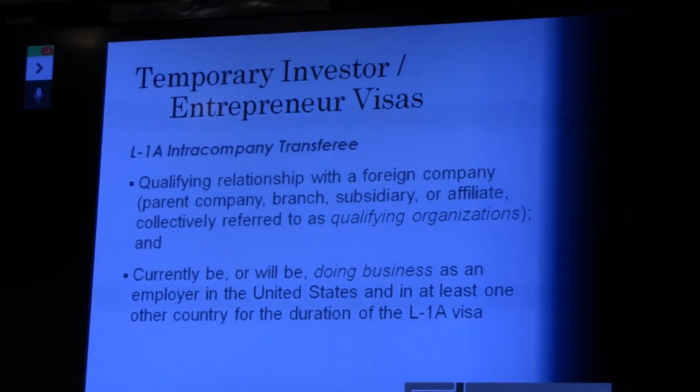So as soon as we know that there is a U.S. office here, we just look at the documentation to see how it was established and can we show the relationship between the foreign company and the U.S. company. And that affiliation is not necessarily through a parent company, branch, or subsidiary. It can also be common ownership. Right.